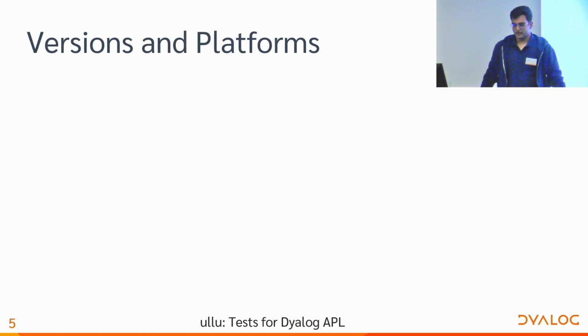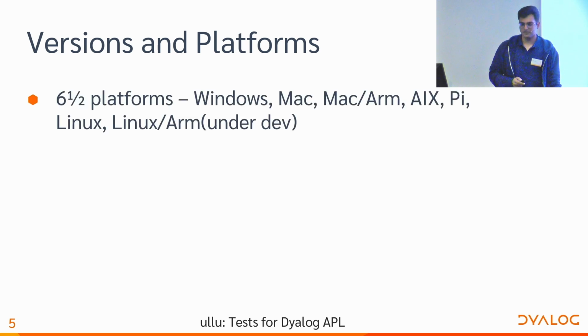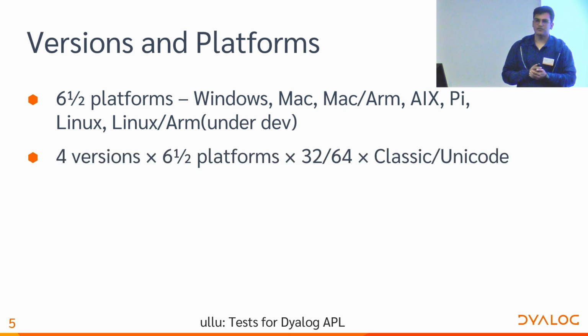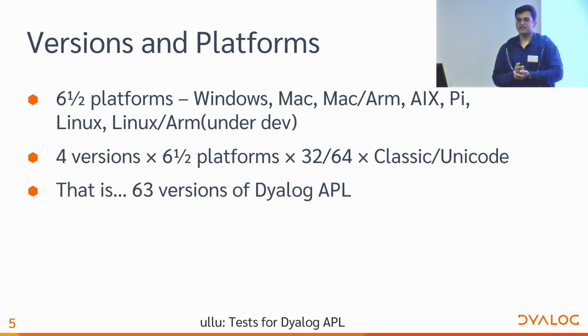So you'll be shocked about this. There are a lot of versions and platforms that Dialog APL supports. Currently we have 6.5 platforms that Dialog APL is supported on. That's Windows, Mac ARM, AIX, Raspberry Pi, Linux, and Linux ARM, which is currently under development. That is 4 versions of Dialog APL that we currently support: 18.2, 19, 20, and 17.1. So 6.5 platforms, 32-bit, 64-bit, Classic, and Unicode. That makes up about 63 versions of Dialog APL tested every day.